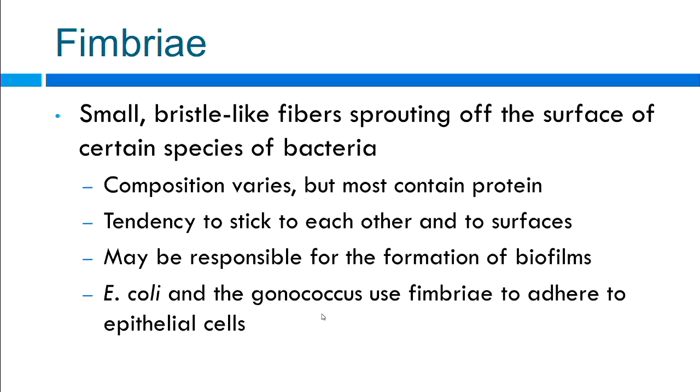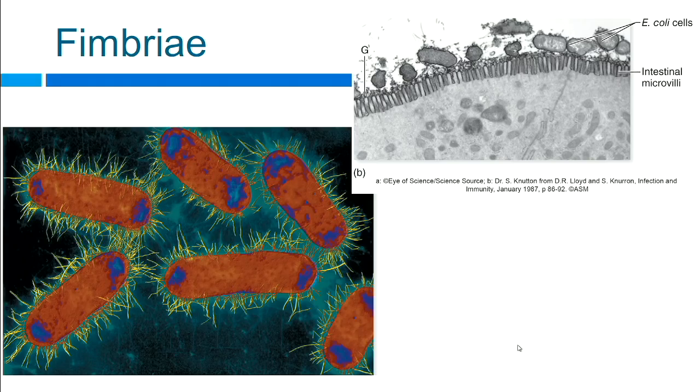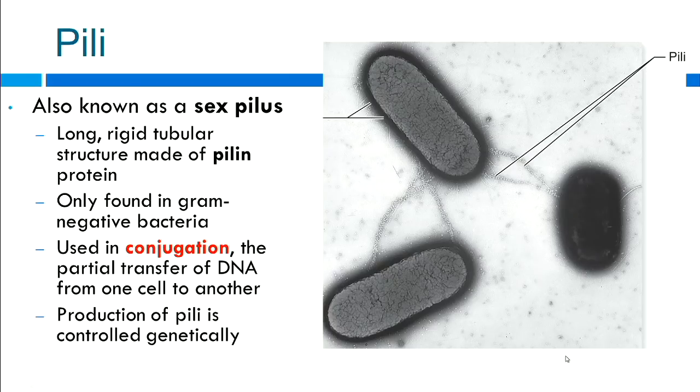E. coli, gonorrhea, likes to use their fimbriae to attach to our epithelial cells. So here's some E. coli in the intestine. This is what they might look like on an electron microscope. Kind of looks like hair. This is a good hair day. I know it looks bad.